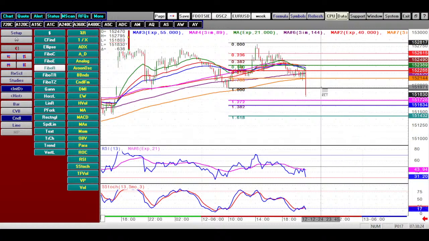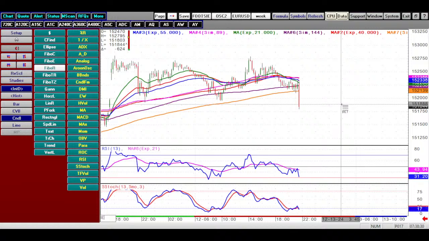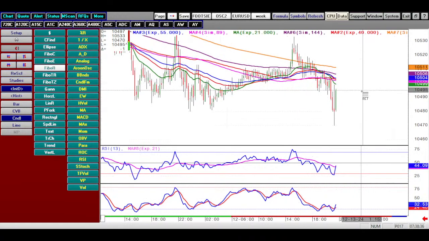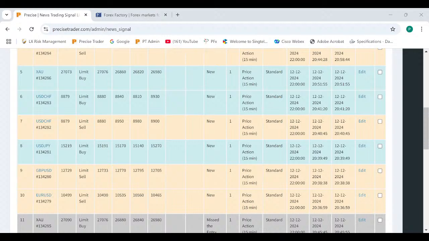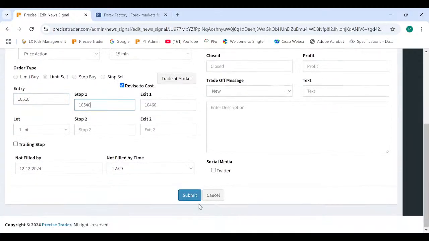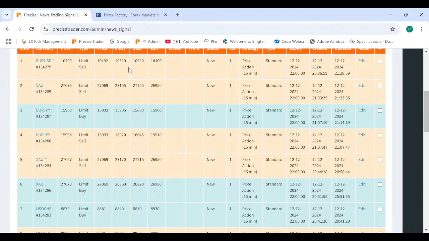What other trade? Okay, we don't want to touch euro. Euro dollar, maybe we can sell at 105.10. Early on, we gave a signal at 35. We want to lower it to 10 and TP at 460. So for euro, we are reducing the sell order.